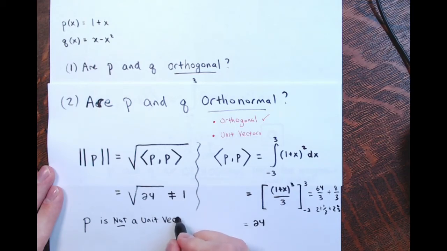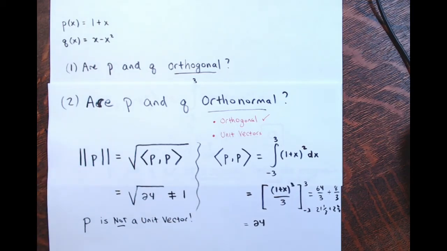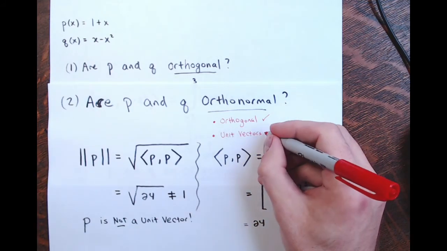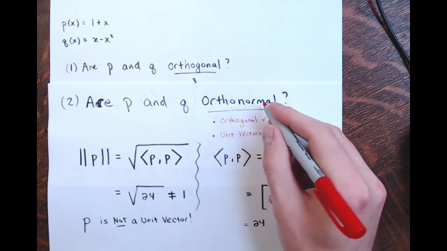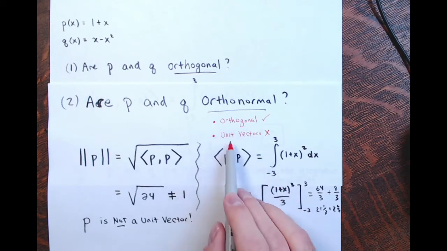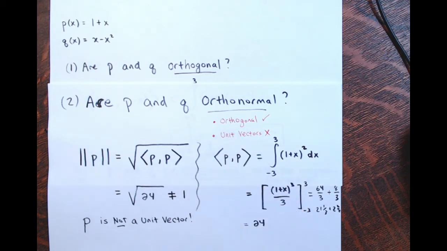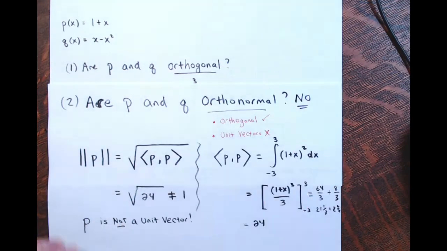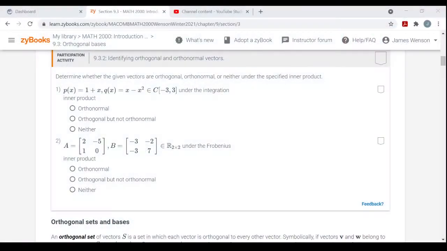But I'm going to stop writing that. It's not a unit vector in this vector space, under this inner product. And if that's the case, I don't need to check Q, because in order for a pair of vectors to be orthonormal, they have to be first orthogonal, their inner product is 0, and they both have to be unit vectors. And so if one of them is not a unit vector, then the answer is no. So these vectors are orthogonal, but they're not orthonormal, because they're not both unit vectors.